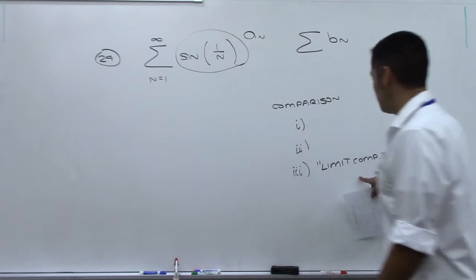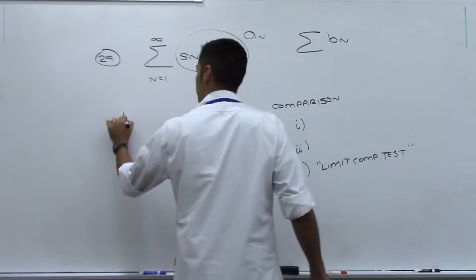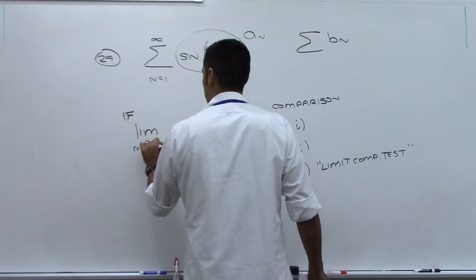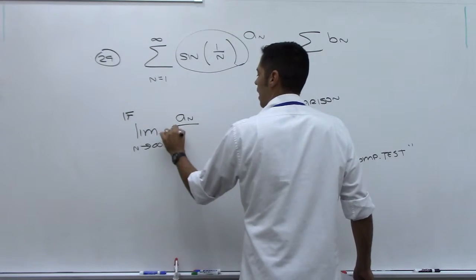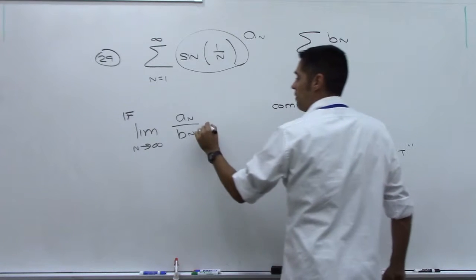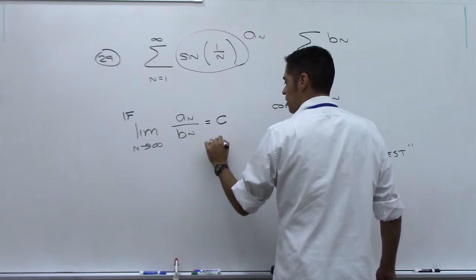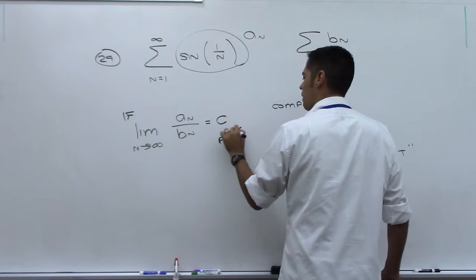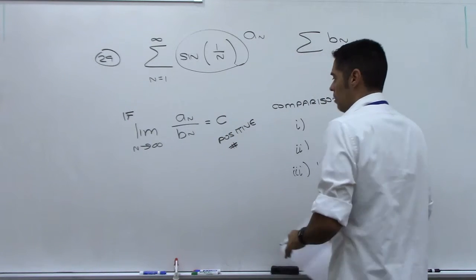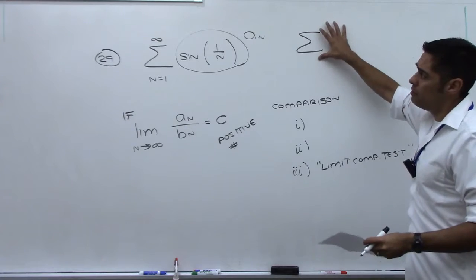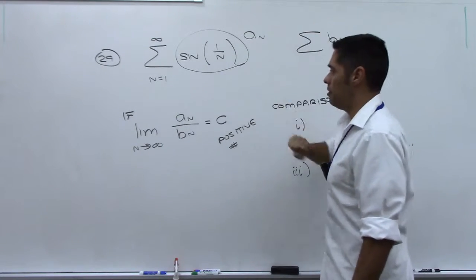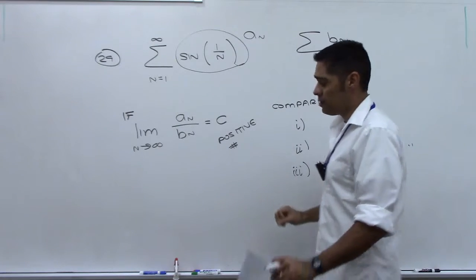The limit comparison test says if the limit as n goes to infinity of the ratio of a sub n over b sub n, so you take this and you divide it by this, if that turns out to be a number c, where c is a positive number, then whatever this one does, this one does. Okay, so if this diverges, that one diverges. If this one converges, that one converges.